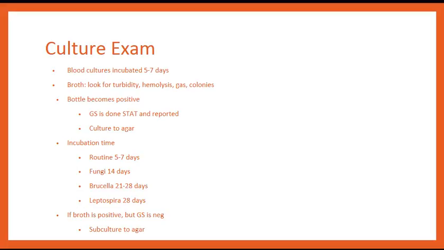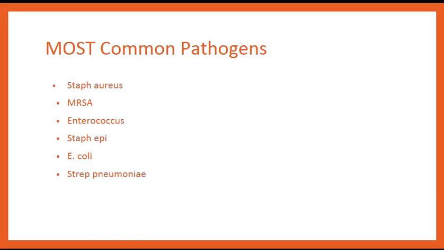And I've seen this happen a few times where the broth would be positive, we do the gram stain, and we can't find an organism on the slide anywhere. So we would culture it to the plates and then something would grow. And I guess the organisms were so few we couldn't find them, but it grew on the plate, so we were able to identify it.